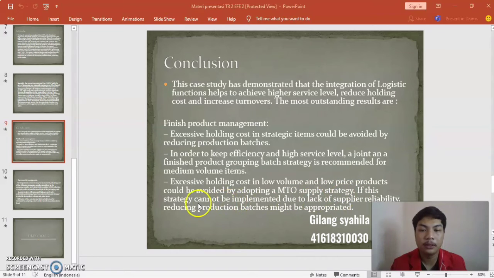If this strategy cannot be implemented due to lack of supplier reliability, reduction of production batches needs to be appropriated.